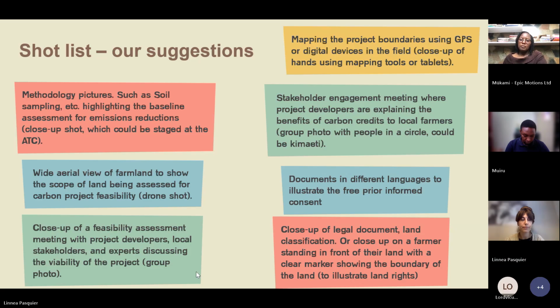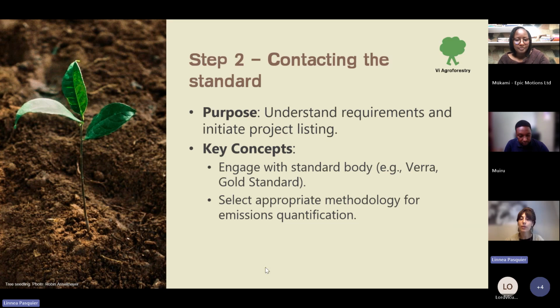Okay. So this was the heaviest part, even though there are many steps more to come. But okay, so step 2 here is contacting the standard. When you have the PIN, you have to start to engage with the standard, even though you might have already looked into the most suitable ones. This is to understand the requirements and initiate the project listing, because you want the project to be listed and registered under the standard body. So you engage with the standard, by email or phone call, and they might also guide you to select another methodology that is not the one you originally selected. So it's just to get a better understanding.